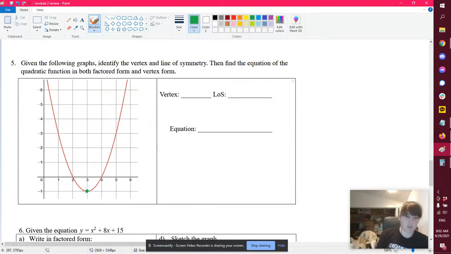So here our vertex is this bottom minimum point that is at 3 comma negative 1. And the line of symmetry is always x equals whatever this thing was, right? Whatever the x coordinate of the vertex is. I can draw that in because I like fun. Okay, the equation. We can do this one of two different ways.